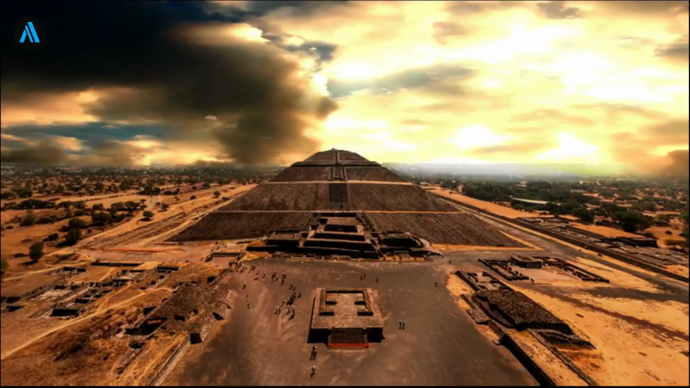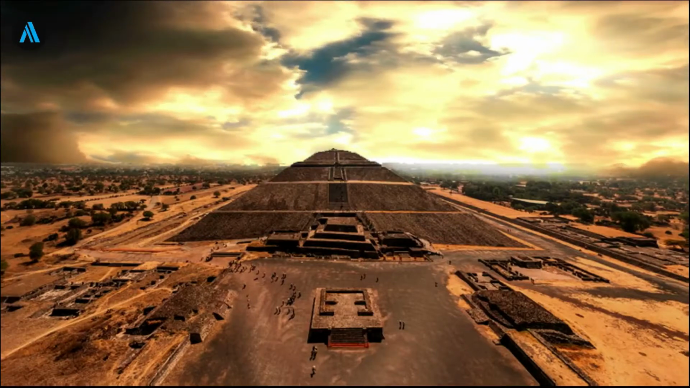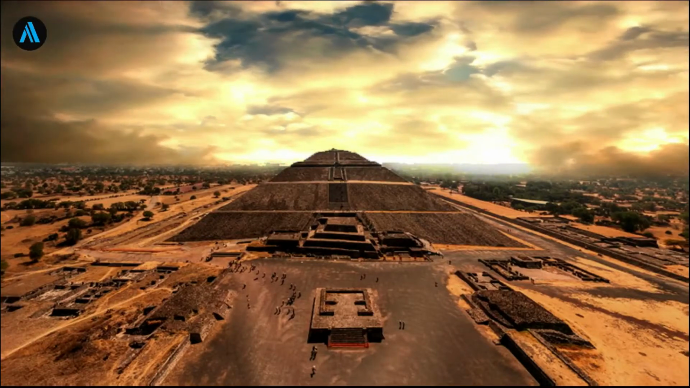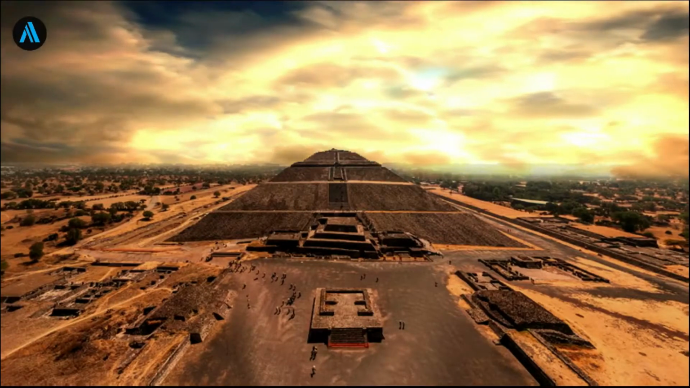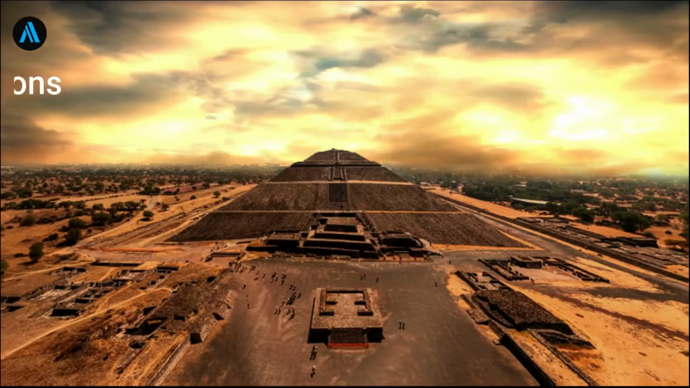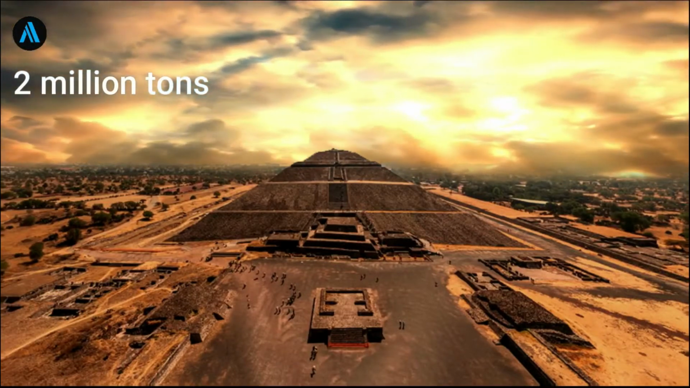The core of the Sun Pyramid in Teotihuacan, Mexico, built between 300 and 900 AD, consists of approximately 2 million tons of rammed earth.